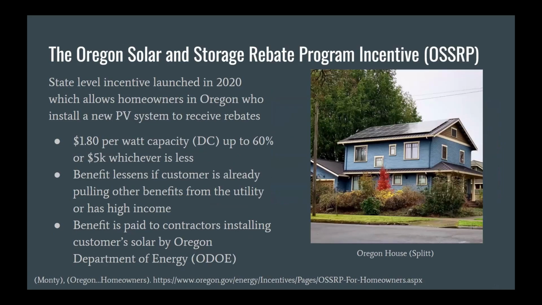Now we'll go into the OSSRP, the Oregon Solar and Storage Rebate Program incentive. The state level incentive launched in 2020, which allows homeowners in Oregon to install a new PV system to receive rebates. The standard program is $1.8 per watt capacity DC, up to 60% or $5,000, whichever is less. The benefit lessens if the customer is already pulling other benefits from the utility or has high income. So the first bullet point you can see is for low income. Benefits are then paid to contractors installing customers' solar by the Oregon Department of Energy, and then they'll go through the process of getting the discount for the customer.